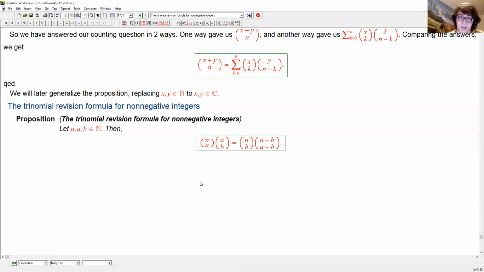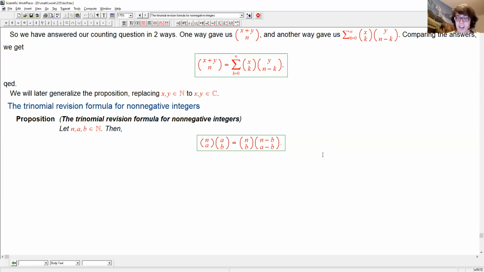So why is it called trinomial revision? Well, these products are called trinomial coefficients, but this is a bit irrelevant right now. Why is it called revision? Because it can be used to revise a product of two binomial coefficients as a different product. That's actually pretty handy when you're working with binomial coefficients. Whenever you see a product of two binomial coefficients where the thing at the bottom of one is at the top of the other, you should think of using this formula, perhaps.